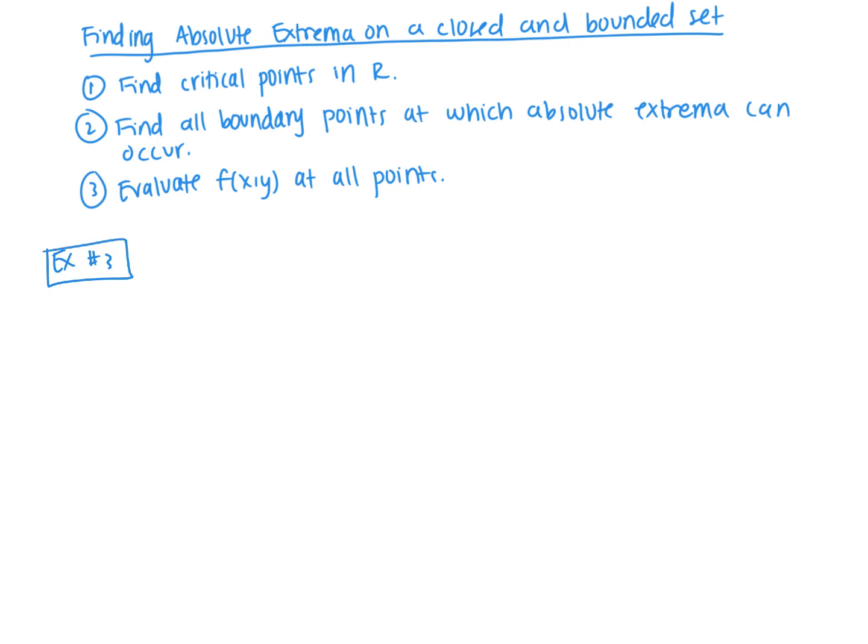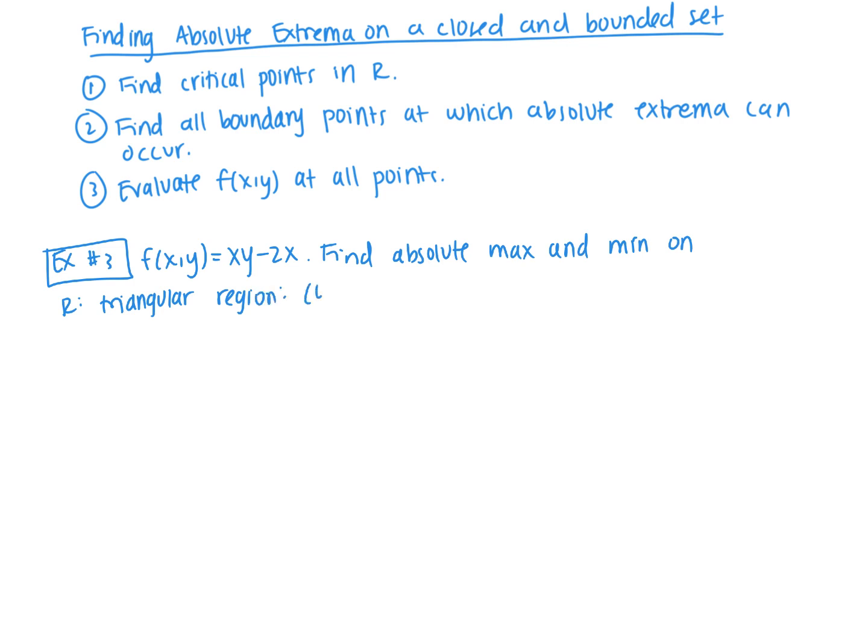So here's the example that we are going to do. Let's say that f of xy is equal to xy minus 2x. We are going to find the absolute max and min on R, which is the triangular region defined by 0, 0, 0, 4, and 4, 0. So here is what our R would look like. This region right here.